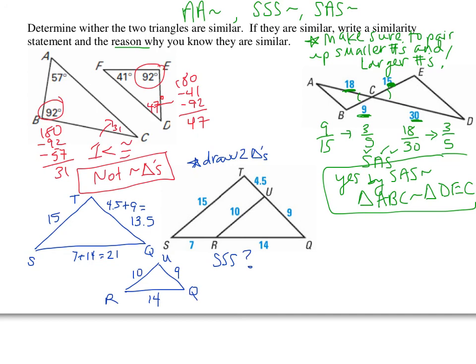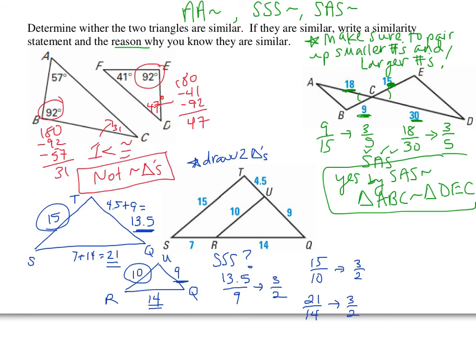So I do need to check all of my different sides together. Remember, you want to pair up the smaller ones with the bigger ones. So the smallest in this first triangle is 13.5 with my 9. Remember, when you hit math, enter, enter, it reduces to 3 over 2. Next, I want to use the next smallest, so that would be my 15 and my 10. So 15 over 10 reduces to 3 over 2 also, so it's looking good. And lastly, my 21 with my 14. And that one also reduces to 3 over 2.